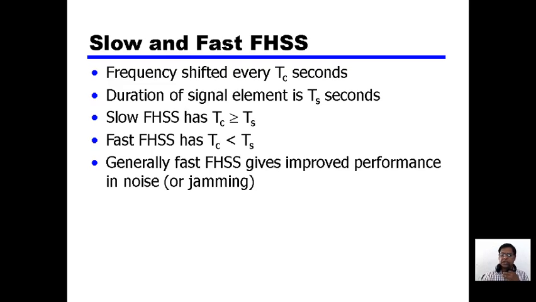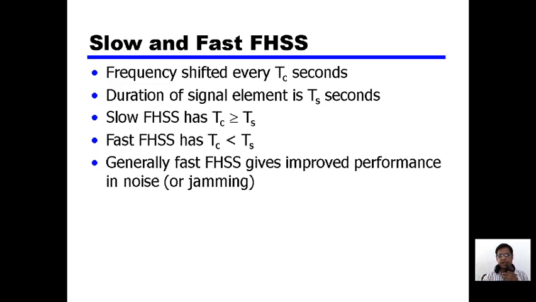In slow FHSS, T_c is greater than T_s. So for slow frequency shift keying, T_c is greater than T_s. In fast FHSS, T_c is less than T_s. So the duration is higher, or here the frequency is shifted. Slow is T_c greater than T_s, and fast is T_s greater than T_c.